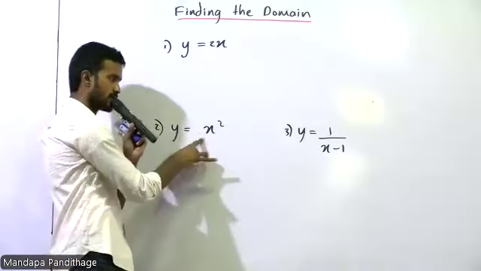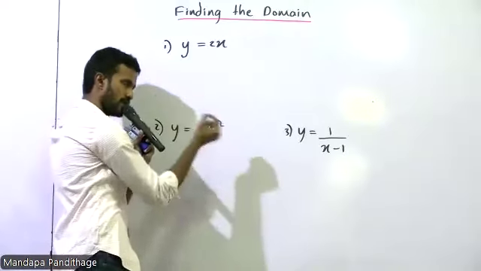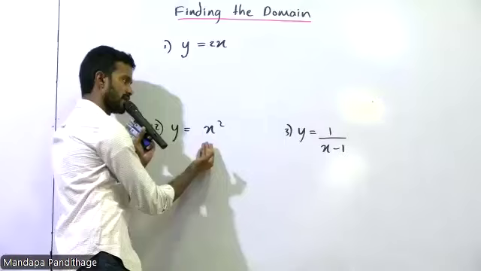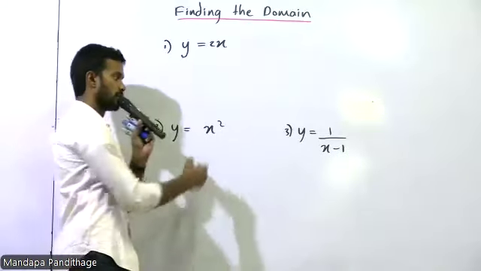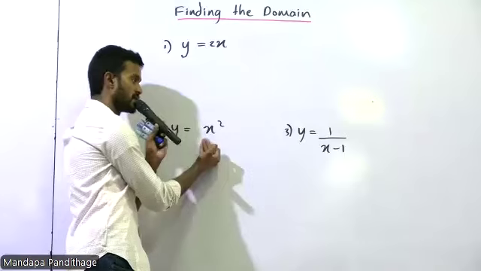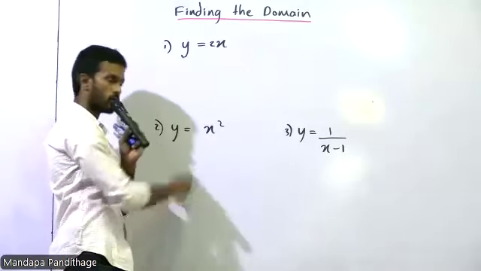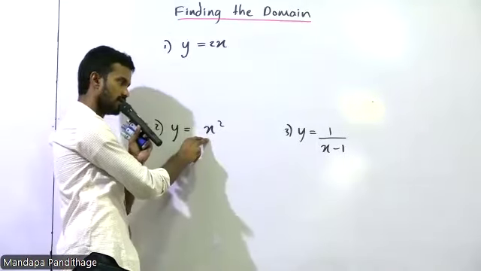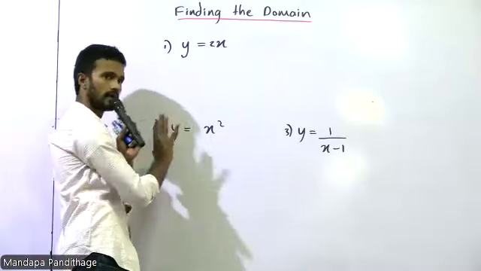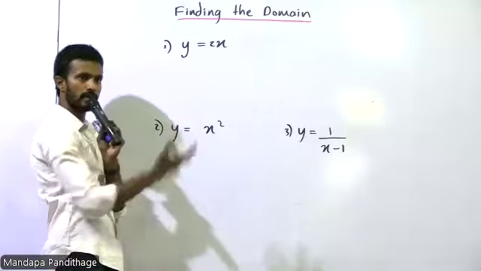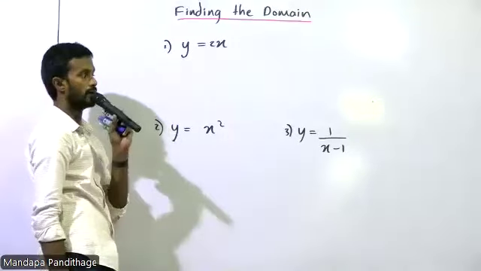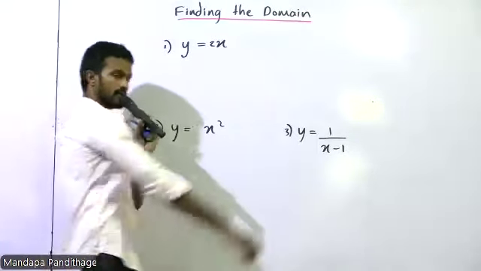Even in this case, whatever x value we put, let's say you put in minus 2, minus 2 squared is 4. I put minus 3, minus 3 squared is 9. So whatever value we substitute here, we get a real value. Whatever we put for x, y gets a real value.